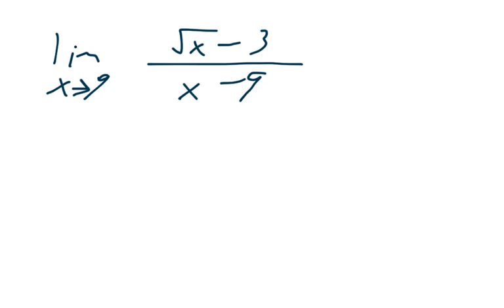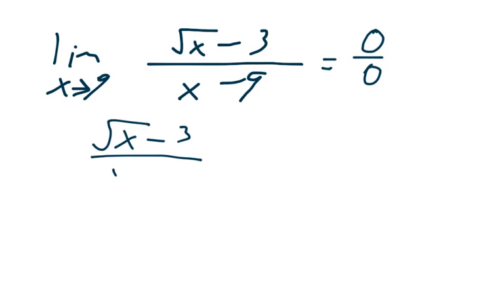Alright, so for the next two examples we're going to do some rationalizing of the numerator or denominator, as the case may be. So when I plug in x equals 9, I'm going to get 0 over 0 as always. So I need to rewrite this in another way, and the way I'm going to do this is to rationalize the numerator.